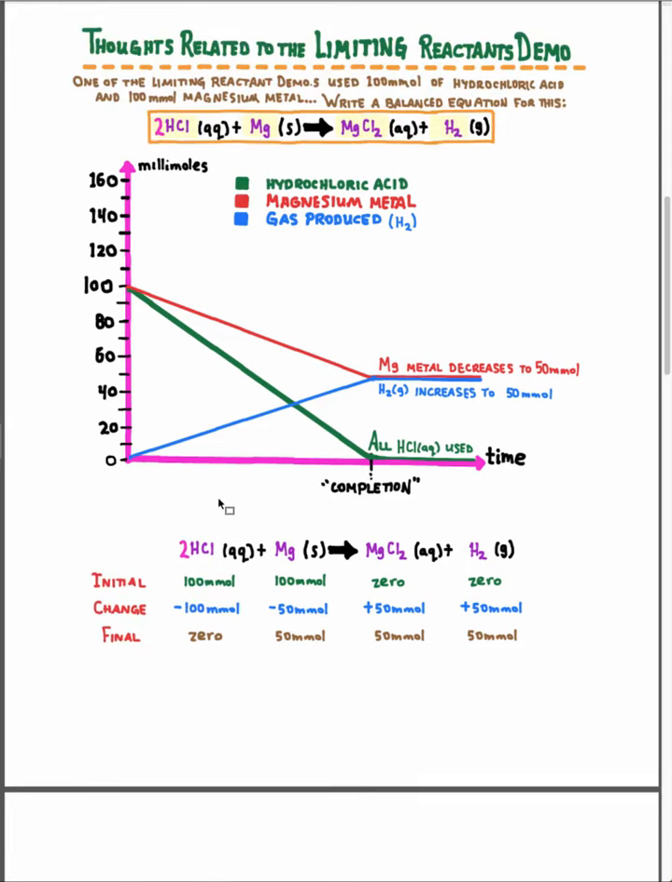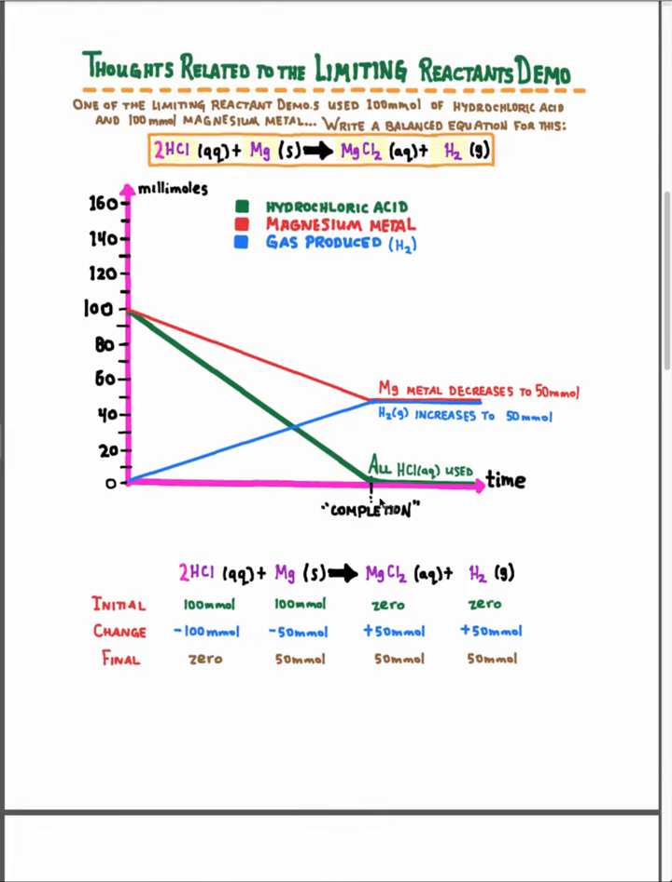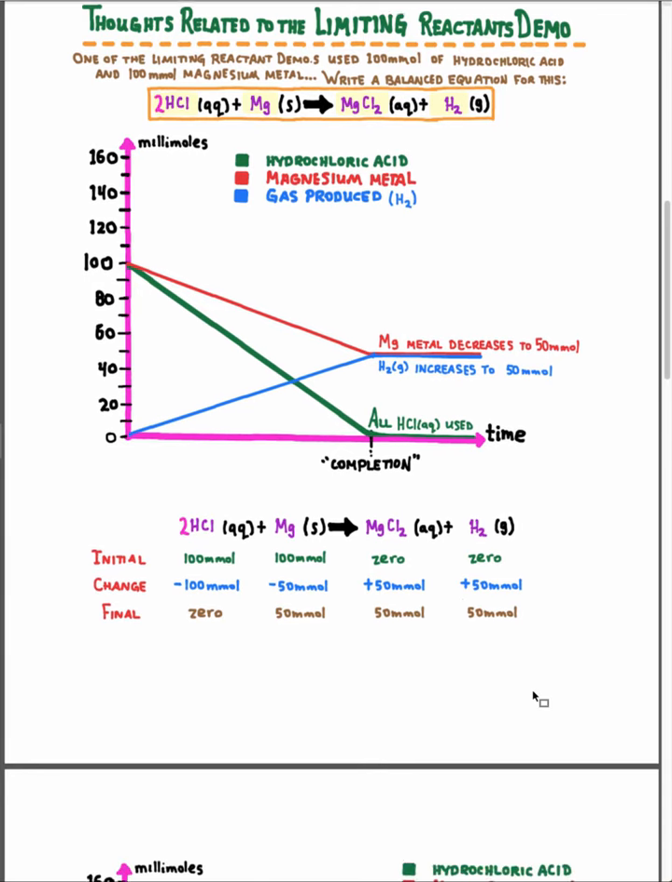So then thinking about what that would look like over time, once I reach completion, all the HCl will be used up, half the magnesium will be used up, half of 100 is 50, so I went down to 50 and flatlined my magnesium amount after completion, and the H2 gas will be nothing in the beginning but go up to 50 millimoles. That's a thinker, but it's a good one. It's a good one to think about, good one to ask questions about.